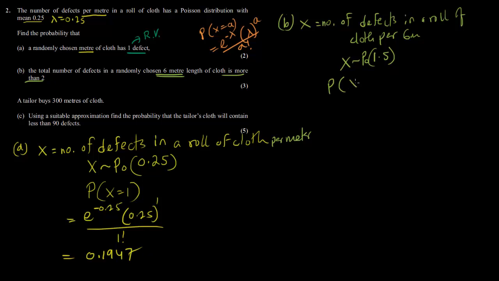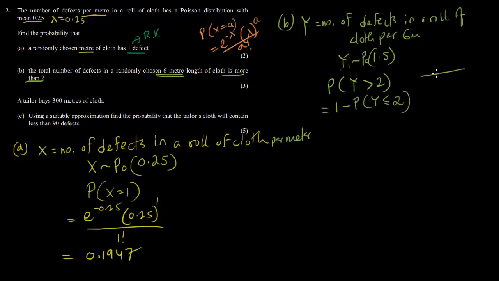Now we have to find more than 2. One thing is very important. If I write here x per meter, I cannot write x all over again. The random variable has to be changed because the value of lambda has changed. So let me change this. Now this should be y. So more than 2, so y is greater than 2. Remember, this is discrete, so more than 2 means 3. So 1 minus probability of y is less than or equal to 2.